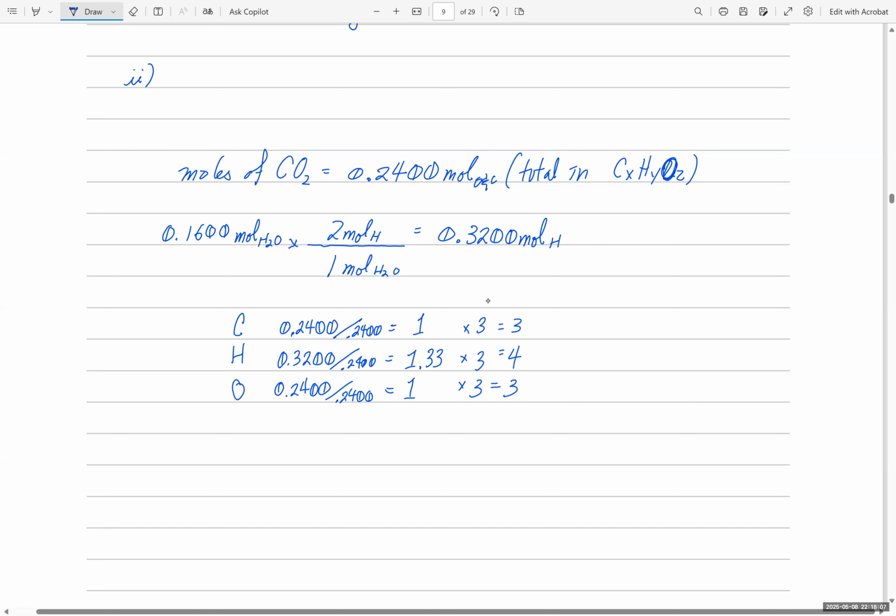So our empirical formula is going to be C3H4O3. So I'm going to write C3H4O3, circle it for the readers, and we are done.